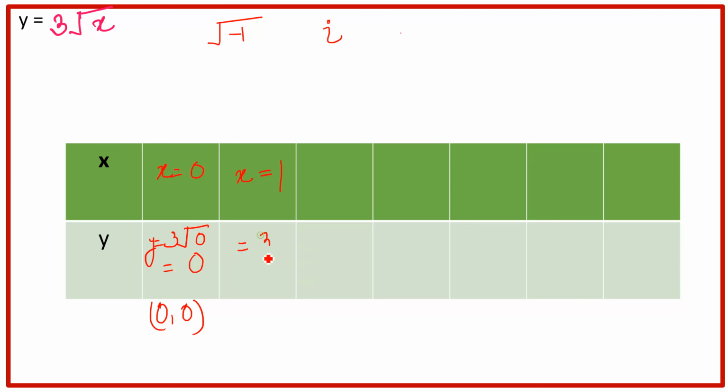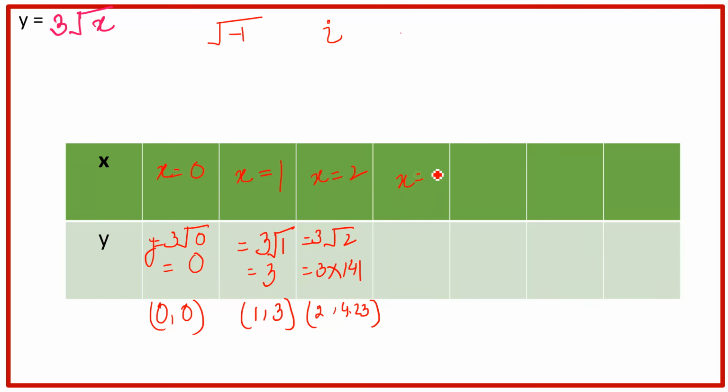So 3 under root 1: 1 will remain the same. Our point will be 1 and 3. If x is equal to 1, y is equal to 3. And keep in mind, you always have to write the x coordinate first. x is equal to 2 now. Under root 2 is equal to 1.41. Multiply these two. So we will get, when x is equal to 2, the value of y is 4.23.